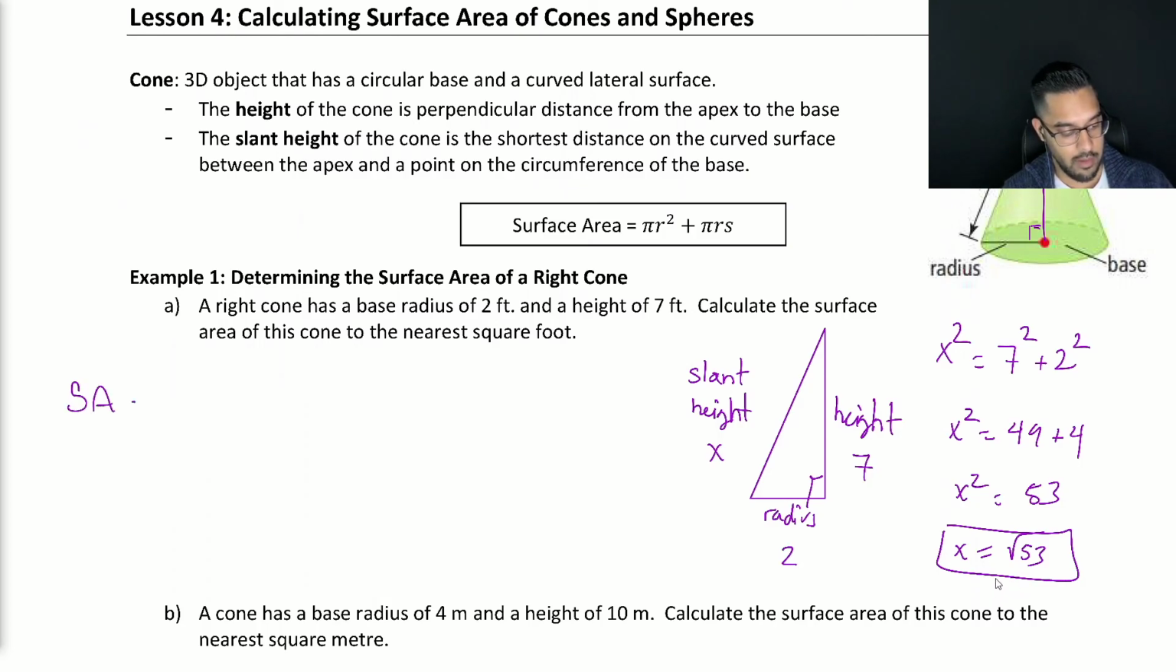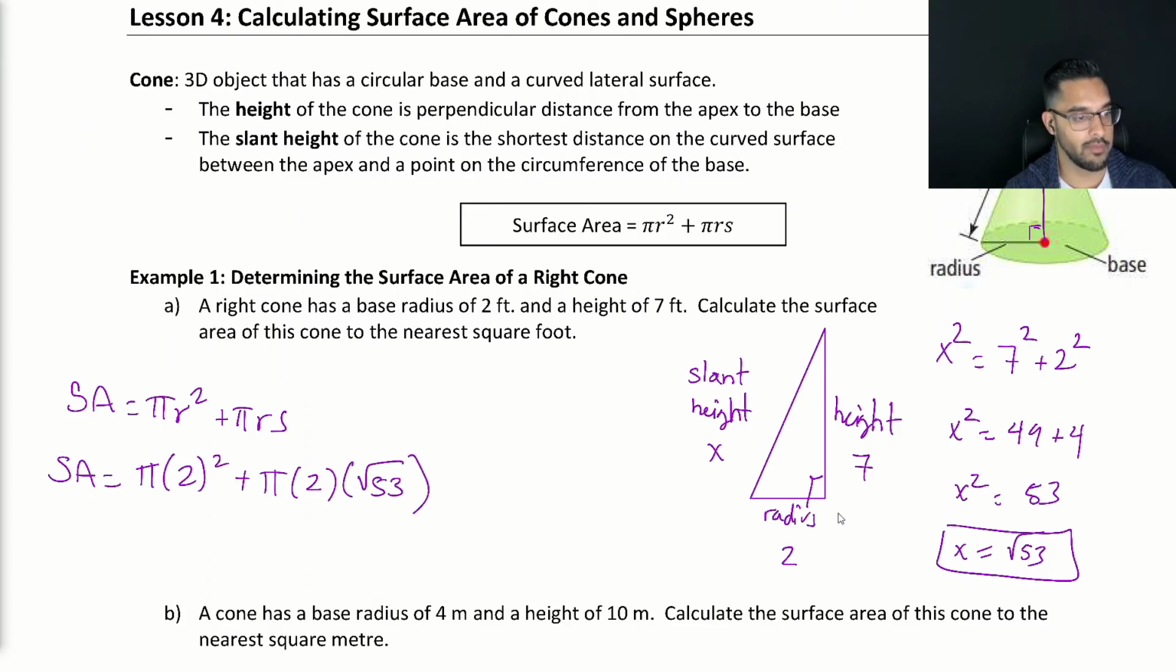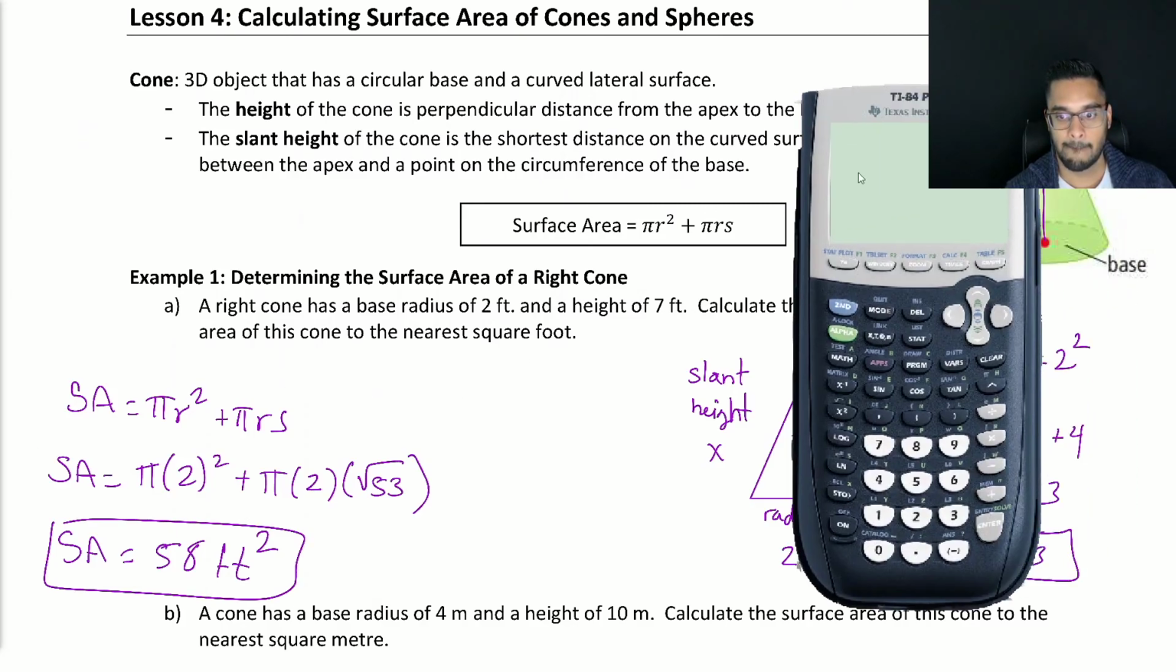So our surface area is pi r squared plus pi r s. So our area is equal to pi times the radius of 2, which is squared, plus pi times that radius of 2 again, multiply by the square root 53. So if all of that stuff goes into the calculator and we multiply correctly, use the right values, 58. And I believe that is in feet squared. Okay, it does say nearest square foot, so we'll show you how to put that in there.